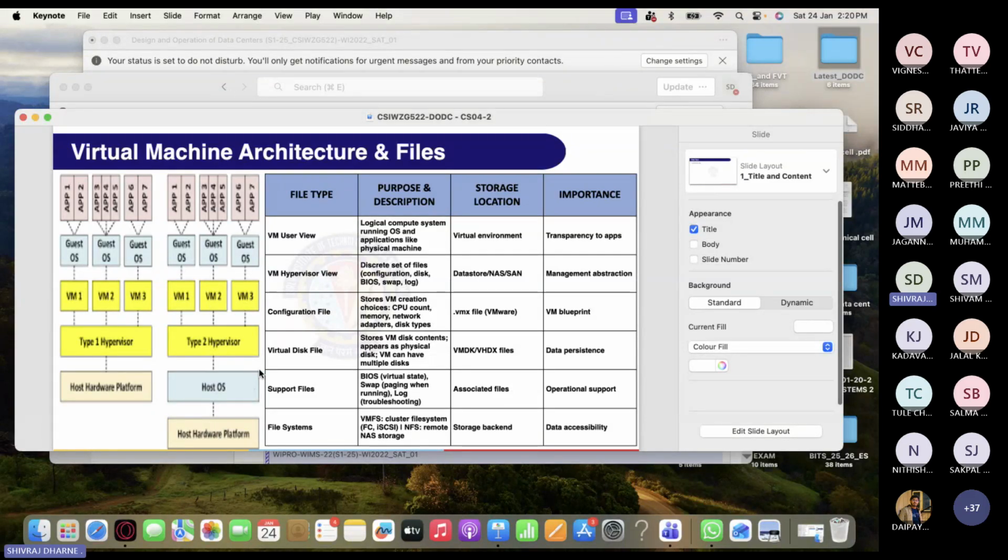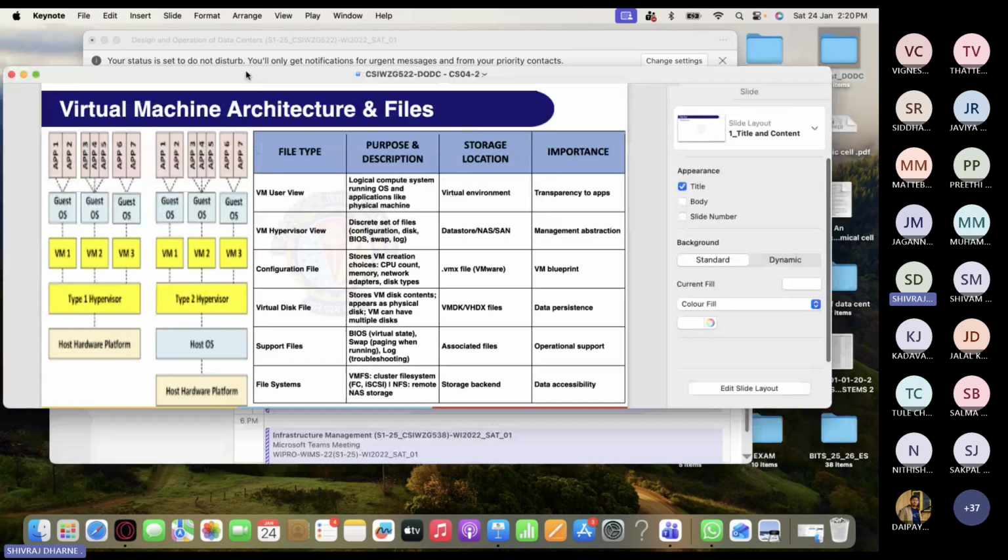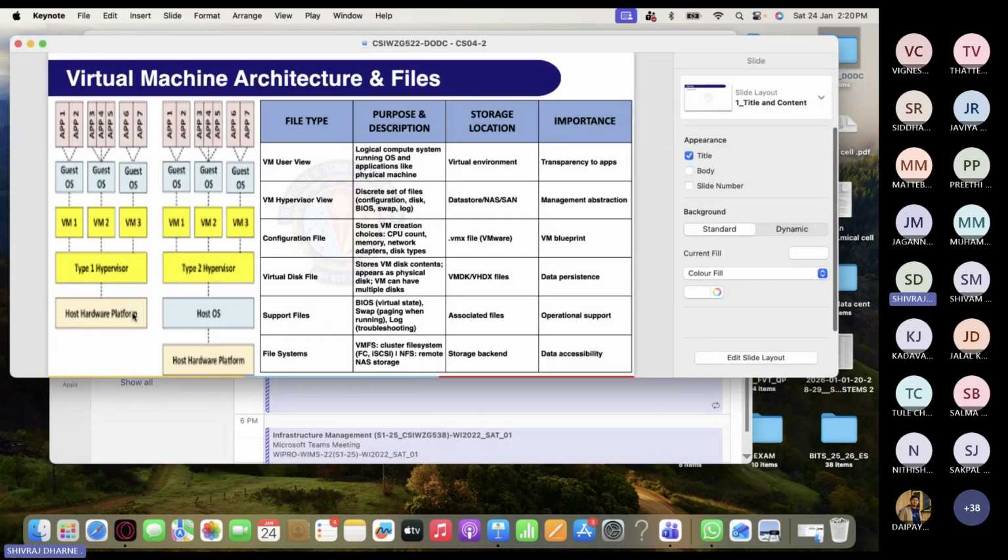Then we talked about two kinds of architecture, right? The bare machine type and the host hardware platform type. Can anybody tell me what is the difference between this architecture and this architecture, these two architectures?